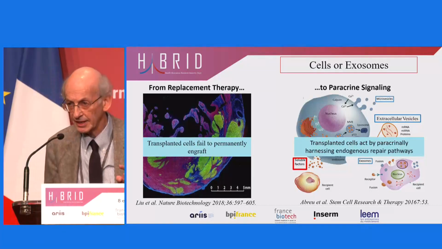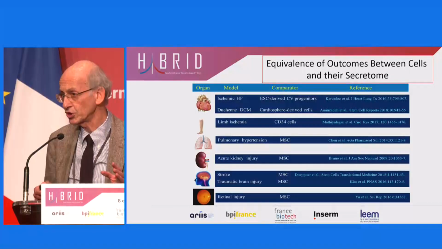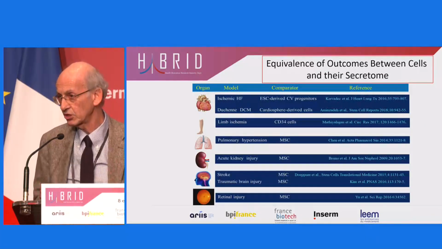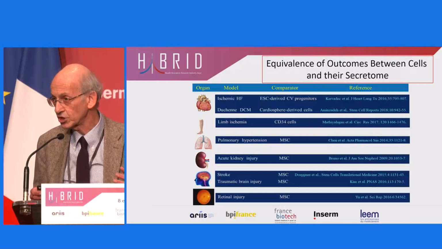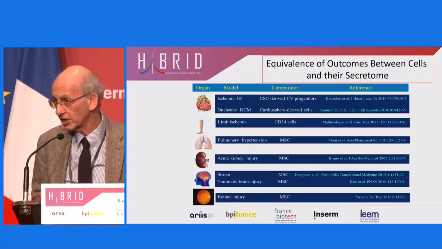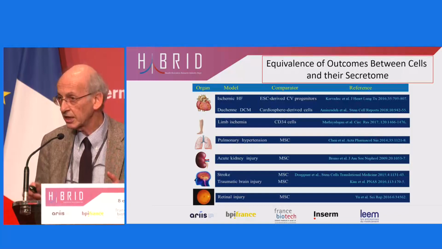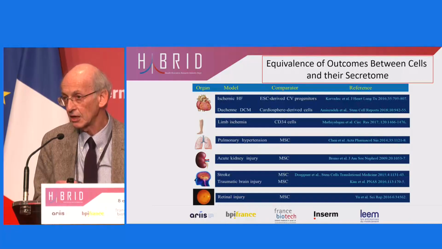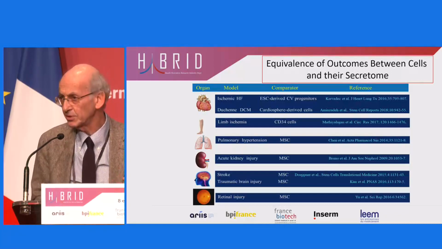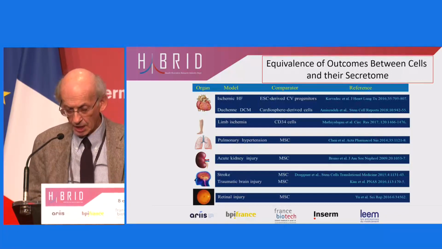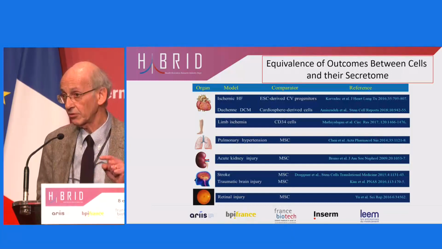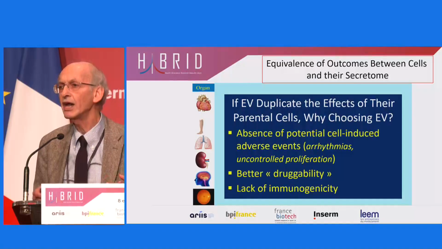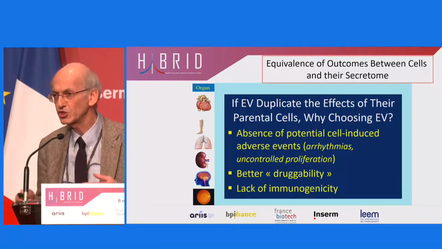So, that said, this equivalence between stem cells and their secretome has now been established in a wide variety of preclinical models spanning, as you can see, very diverse diseases. So basically, the effects of transplanting stem cells can be duplicated by the exclusive delivery of their secretome. This has been a major achievement of these past years, which raises the question, if there is functional equivalence, why would you use exosomes or EVs instead of cells?